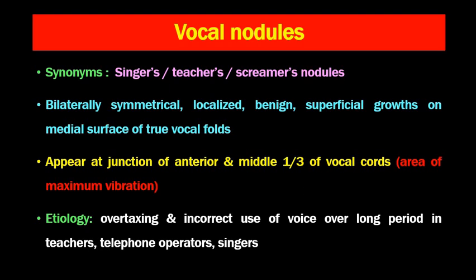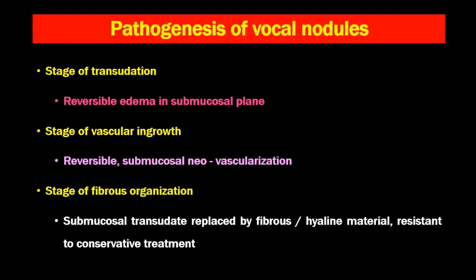The etiology is overtaxing and incorrect use of voice over a long period in teachers, telephone operators, singers, screamers, which has already been discussed. Let's come to the pathogenesis of vocal nodules. First of all, when there is misuse of voice or vocal abuse, there will be a stage of transudation. The maximum vibrating area of the vocal folds will have transudate in the submucosal plane, which is a reversible condition if the patient does not speak for at least 7 to 10 days.